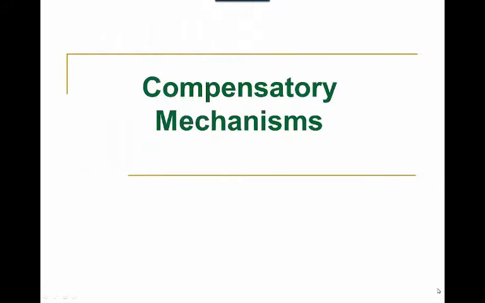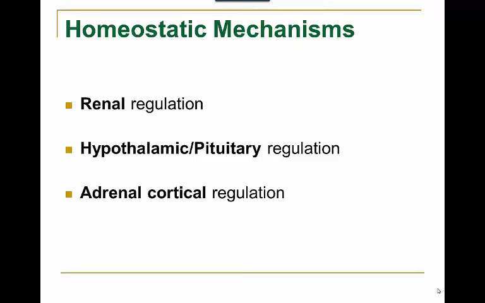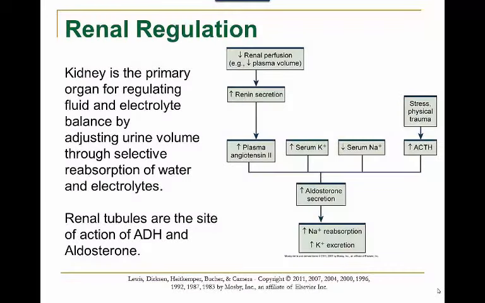Okay, so let's talk compensation. The body wants balance, and it's going to do whatever it can to compensate, and we have a few core homeostatic mechanisms built in. Renal regulation is one of the big ones. Porth spends a significant amount of time talking about the hypothalamic and pituitary, and then also we have adrenal cortical regulation as well. So let's start with the kidney.